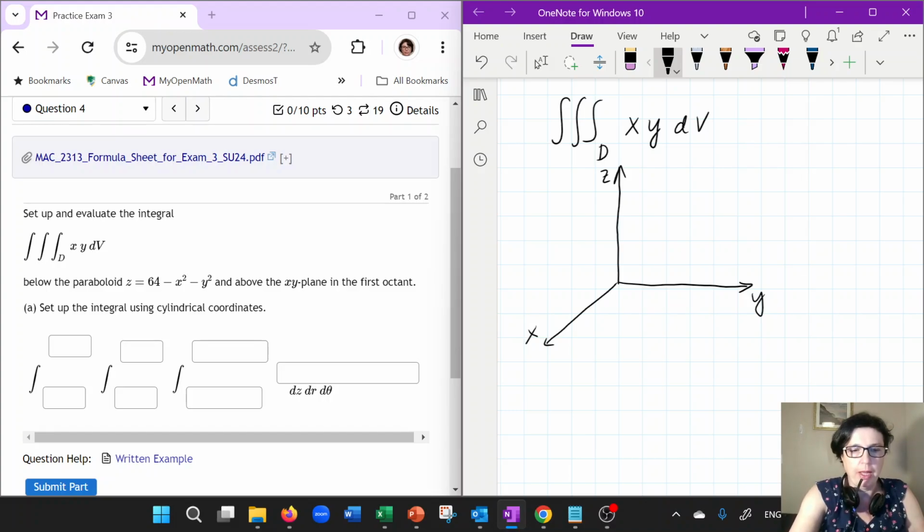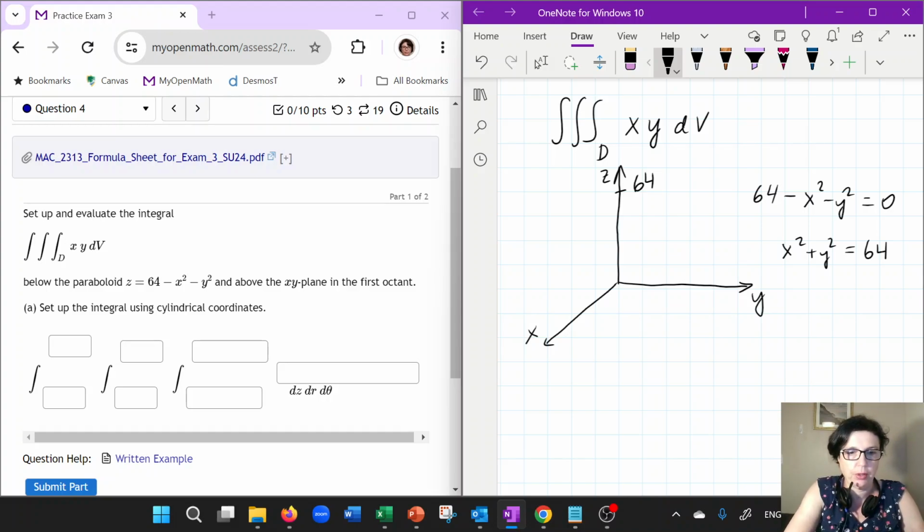If x and y are both zeros, then z will be 64. Obviously, I cannot draw it to scale, but I can just say that this is 64 right here. And then the intersection of this with the xy plane is going to be interesting, right? So what is going to be the intersection of this paraboloid with the xy plane? You all know that the xy plane is z equals 0. So that means that 64 minus x squared minus y squared will become 0. In other words, x squared plus y squared will be equal to 64. And hopefully you recognize that that is the equation of a circle centered at the origin with radius of 8.